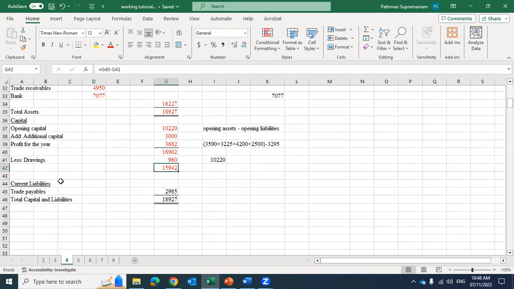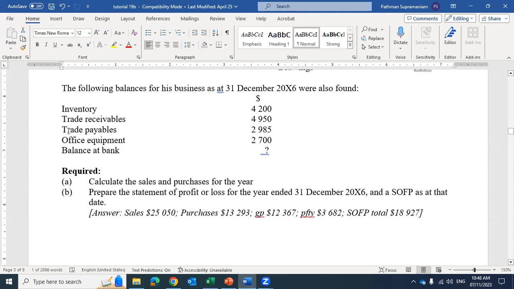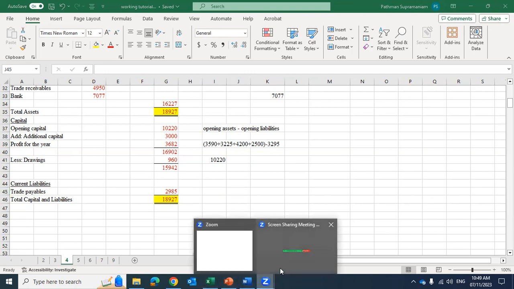And finally, there is no non-current liability for this question. So we only have current liability, which is trade payable. And the figure was what we picked up from here. Upon adding this up, we would get the same total. The capital plus liability is 18927. So what we want to achieve is these two totals being the same. And that's how we deal with the incomplete records analysis method.